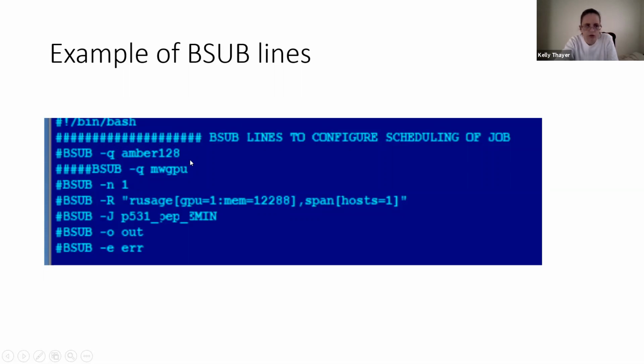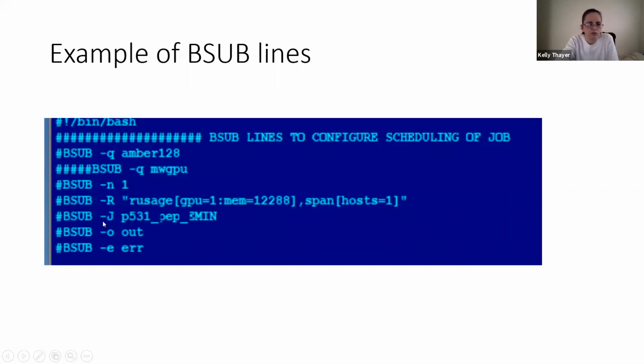So again, that's off of that list of queues that we saw. The -N1 selects that it's going to run on one node. -R is for our resources, so the resource usage is going to be 1 GPU. This is the amount of memory that I'm picking and the host that I'm running it on. So this is for a pretty big job. This is an energy minimization job using Amber.